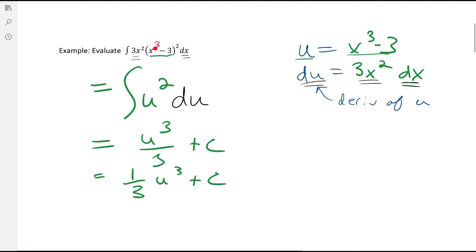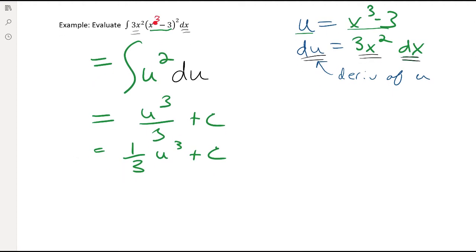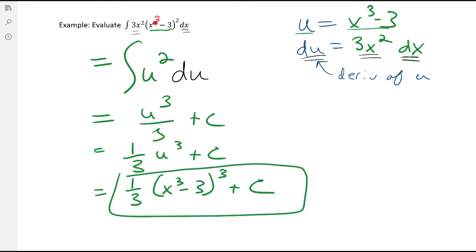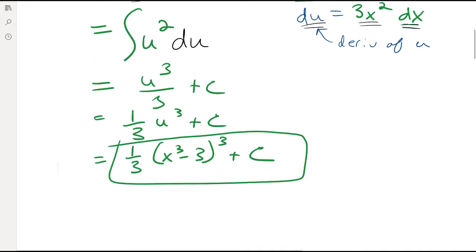But now keep in mind, our final answer has to be in the same variable in which we started off with. Our question asks us in terms of x. Our final answer also has to be in terms of x. So the last step is we have to replace u with its expression in terms of x. We said that u was x cubed minus 3. So then we get 1/3 times (x cubed minus 3) to the third power plus c. And there we go, folks. That is our antiderivative.